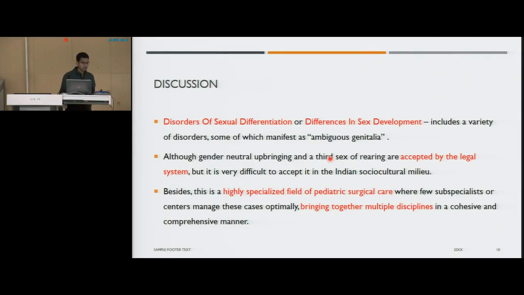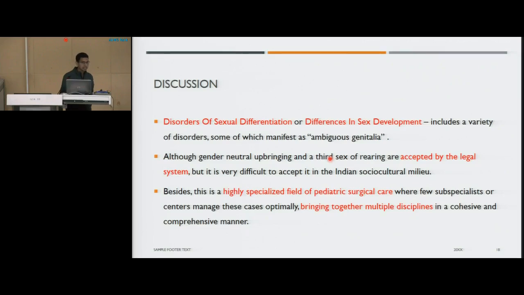The reason for choosing this case for this forum is that the management of these complex cases requires highly specialized pediatric care or a pediatric surgical system, where a multidisciplinary team approach can be done, and these cases can be managed using different departments. Basically, multidisciplinary team management is required in managing all these cases.